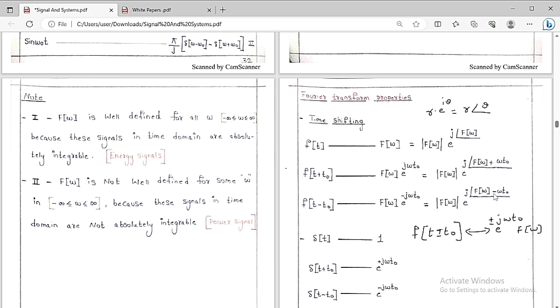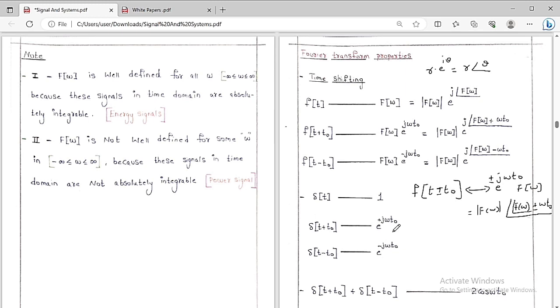So this is what I am trying to tell you. For f of t plus or minus t naught, the Fourier transform is e to the power of plus or minus j omega t naught into f of omega. If you want to write it in the other format, you can write mod of f of omega with a phase angle of the phase angle of f of omega plus or minus omega t naught. So you can write the phase angle of f of omega plus or minus omega t naught. These things you always have to keep in mind. Here the magnitude part stays, and we have the phase angle part changing. For f of t plus or minus t naught, the Fourier transform is e to the power of plus or minus j omega t naught f of omega.